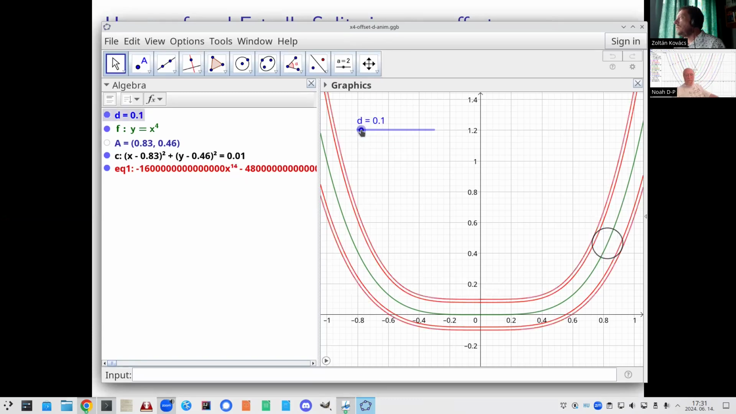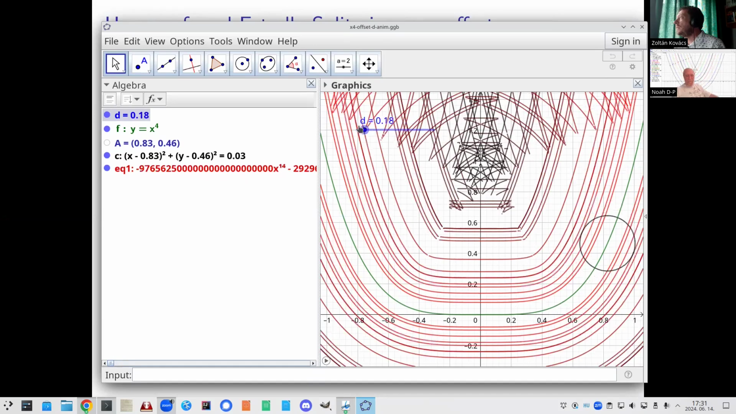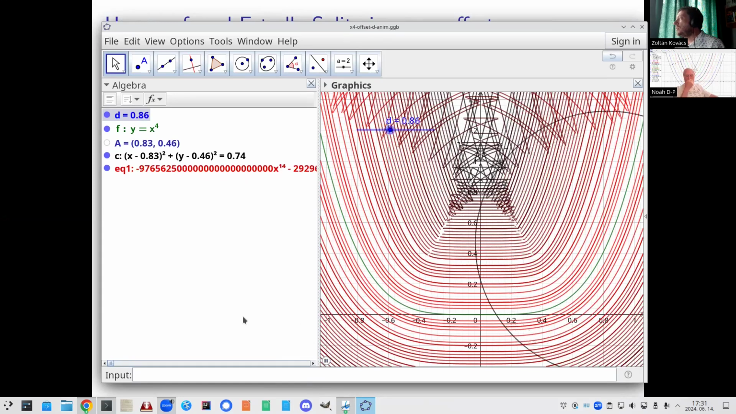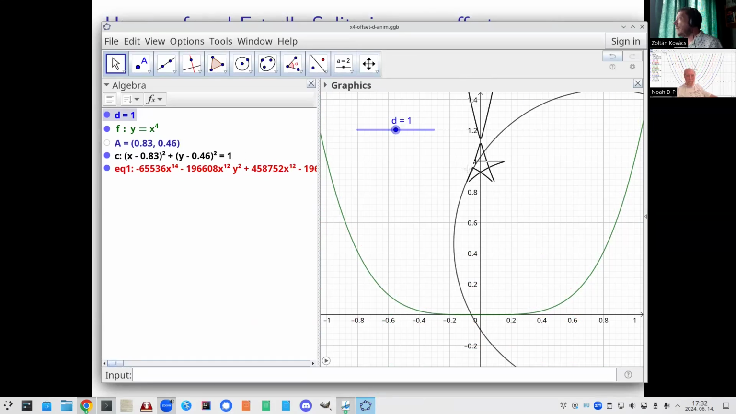If I just move the slider, you can see that everything is computed on the fly, and I can also start the animation. So every implicit curve that appears here is of degree 14, and this is what we have. So this is very close to a star.